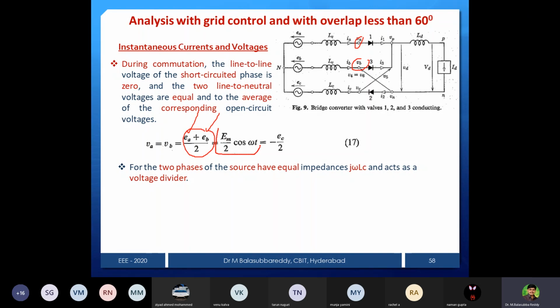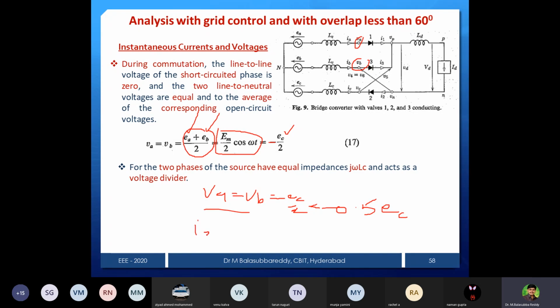You will get it as EM by 2 cos omega t, and EC is nothing but EM cos(omega t minus 120 degrees). After simplification, I can write minus EC by 2. So now I know VA is equal to VB, which is equal to minus EC by 2, or minus 0.5 into EC. This is the case of 3-valve conduction.